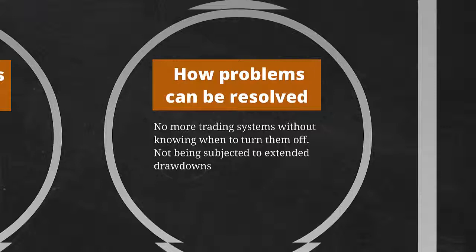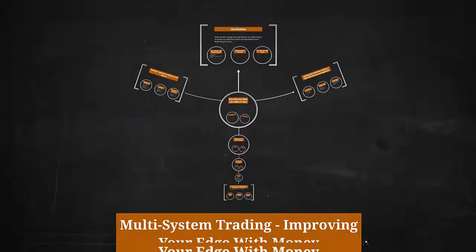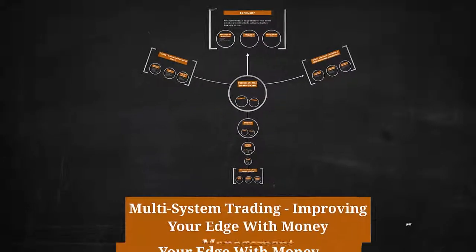So really, how can problems be resolved? There's no more trading systems without knowing when to turn them off, and you're not being subjected to extended drawdowns. That is really a phenomenal improvement. Most of our traders find that is one of the most significant improvements.